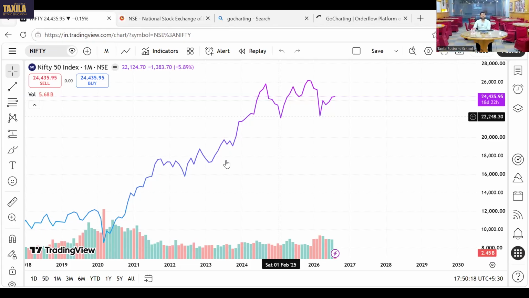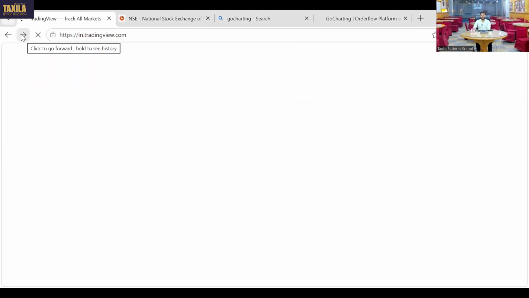Up. Anyone else want to tell? After this point, Nifty went up or moved down? Rallied up or gone down? That's a very simple question, I feel. Okay. Anyways, some people wrote up.